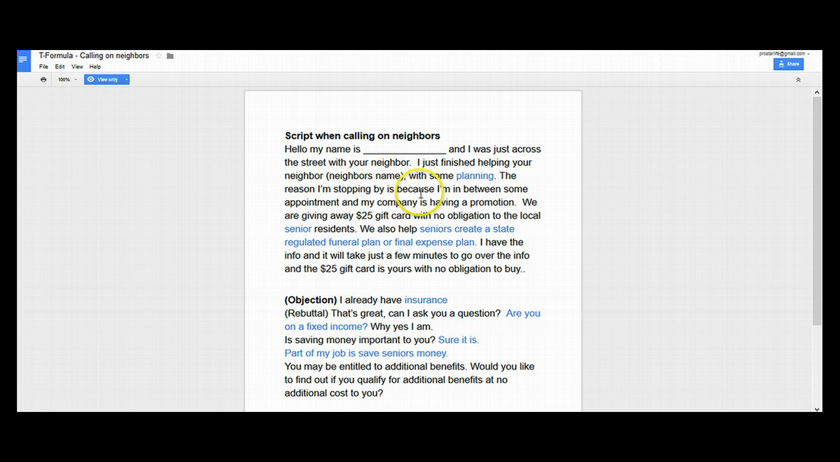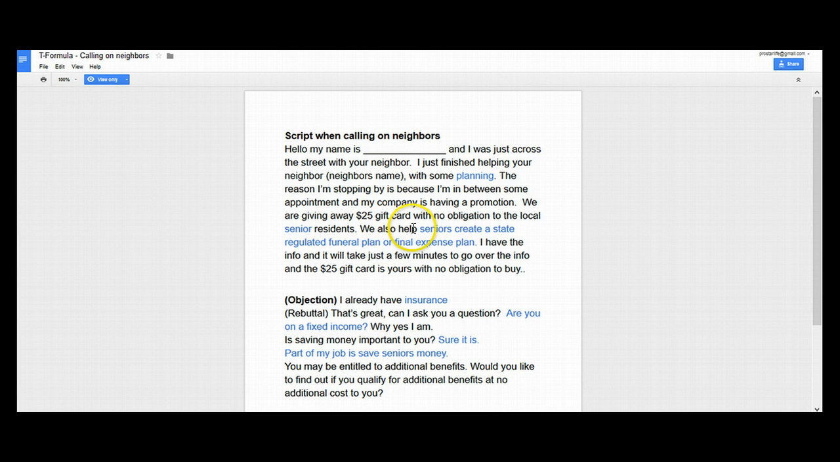Now, the reason I stopped by is because I'm in between some appointments and my company is having a promotion. We are giving away a $25 gift card with no obligation to the local... And again, you're going to fill in the blank. Now, in his case, when he uses this formula, he sells final expense insurance, but you might just say to some of the local homeowners, or to some of the local residents. Again, cater this to what your business is.